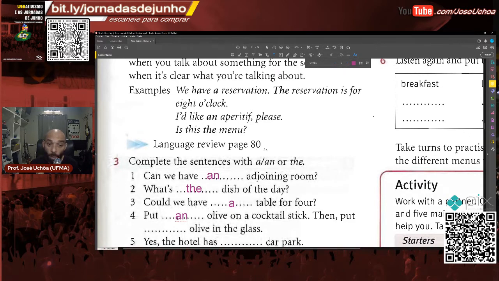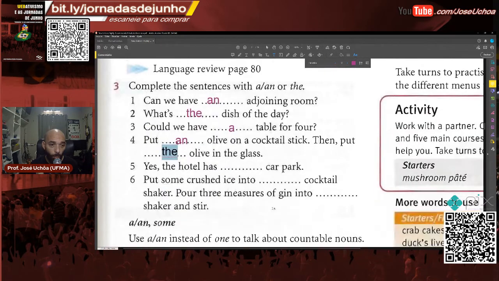Now it's the second time we refer to this olive. Now that I made reference to the olive, I'm talking about a specific olive, not any olive. So now it's the olive. Which olive? The olive I talked about here when I said put an olive on a cocktail stick, then put the olive in the glass, okay?